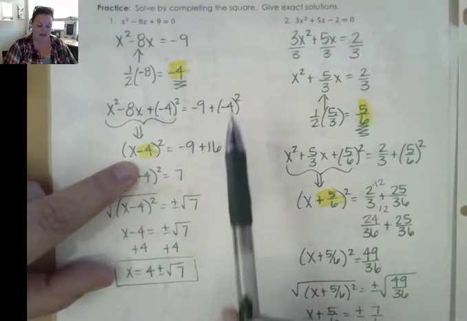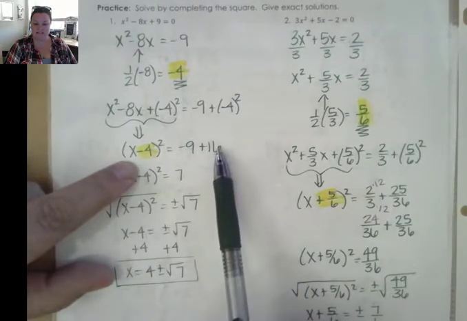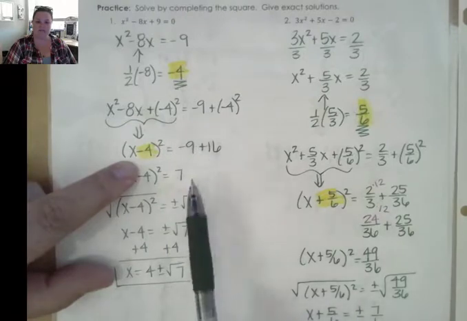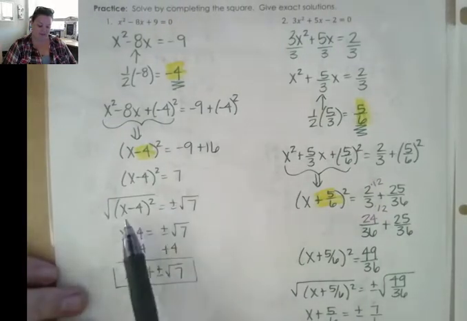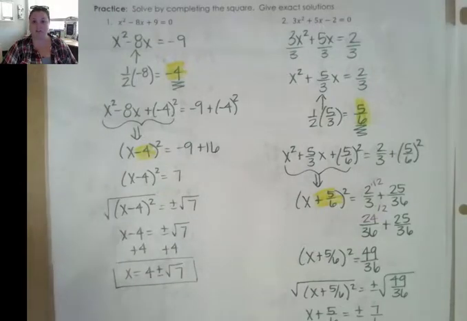On the right-hand side, when we add in our -4 squared, that gives us 16, plus the -9 that's there leaves us with 7. So we go ahead and take the square root of both sides and then move our -4 over. So we should have ended up with x is equal to 4 plus or minus the square root of 7, and that's as far as we go. We don't give decimal approximations, we just leave it like that. Okay, let's look at the next one.